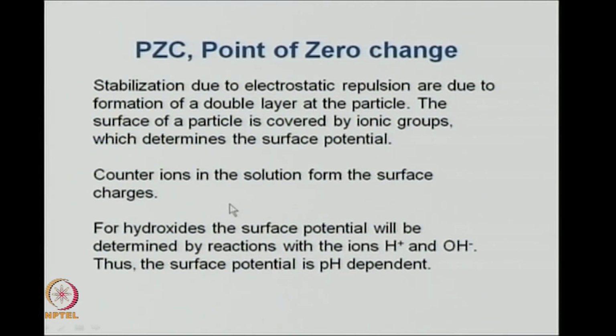For example, if you have hydroxides, the surface potential will be determined by reactions with ions like H plus and OH minus ions. So, basically it will depend on the pH of the solution in which you have this particle. The surface potential will be pH dependent, because depending on your pH you will have a certain concentration of hydrogen ions in solution, and that concentration of hydrogen ions will affect the kind of charges on the surface of this particle, and hence will affect the surface potential of this particle.